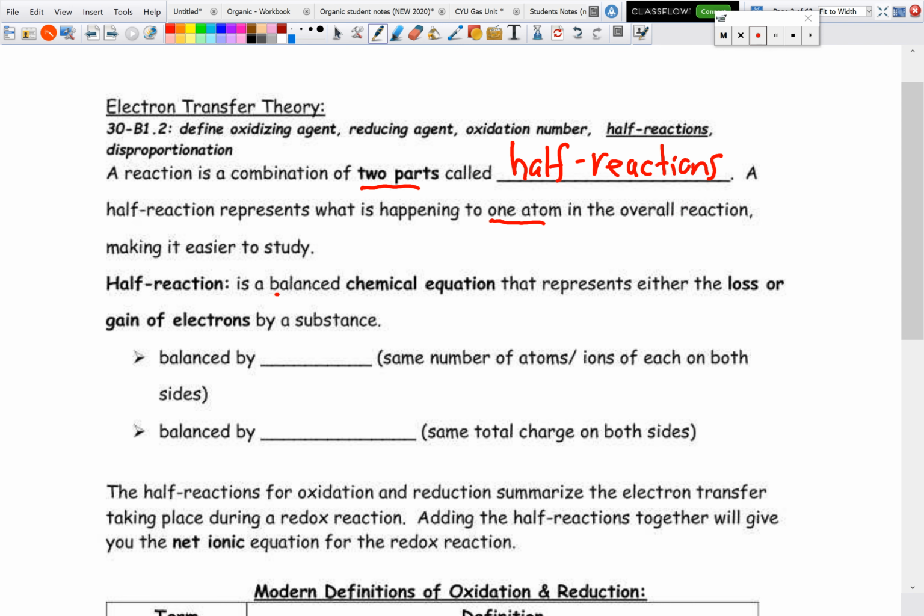A half reaction is a balanced chemical reaction that represents either a loss or a gain of electrons by a substance. All these half reactions are balanced by mass, which we had plenty of practice balancing throughout our years of studying chemistry, but this is going to be a new one. We're actually going to be balancing by charge. This is to make sure the total charges on both sides equal out. That means that if, let's say, the left side of the reaction had an overall charge of -1, the right-hand side of the equation, or the product, should also have a charge of -1 as well. So we're not losing charge or anything like that.